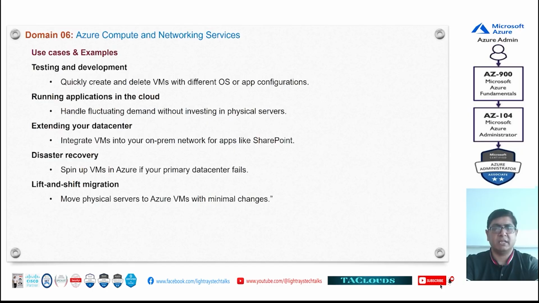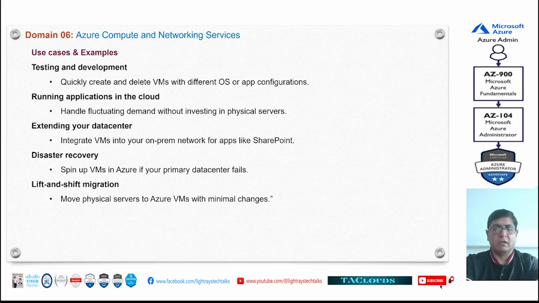Second, running the application in the cloud. Like I am running my virtual machine in the cloud. If one virtual machine goes down, people will not get access. So I can run the application in two separate availability zones or availability sets. Third, extending your data center. We are making sure that my data center is not enough, and we also need cloud services. We can use a scale set or an availability set.